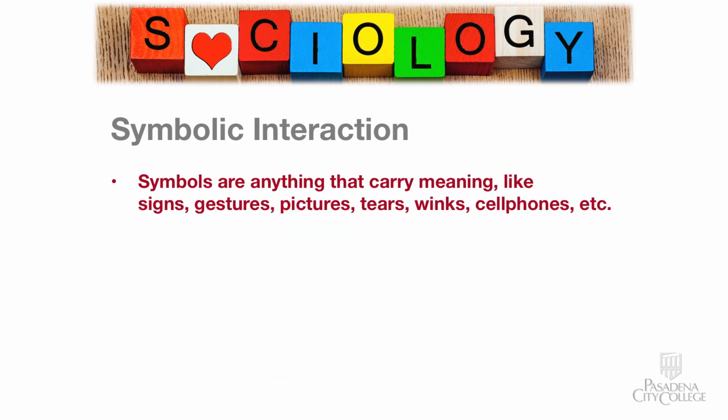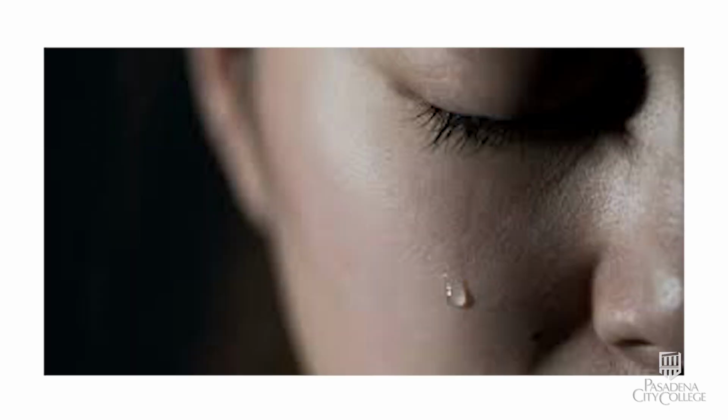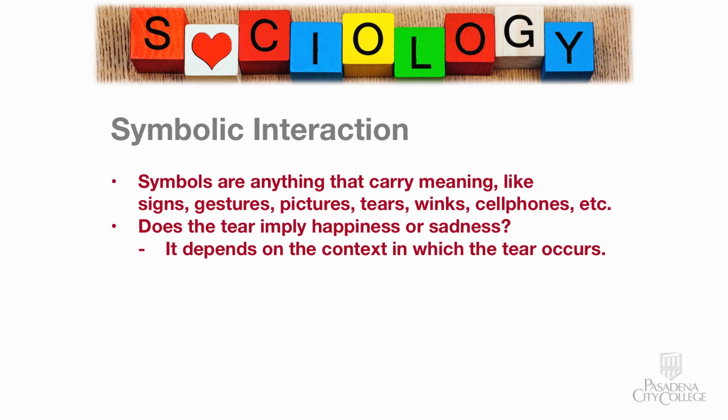Symbols are anything that carry meaning, like signs, gestures, pictures, tears, winks, cell phones, etc. For example, a tear is a symbol that carries meaning. Does the tear imply happiness or sadness? It depends on the context in which the tear occurs.